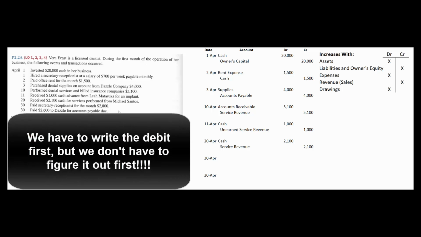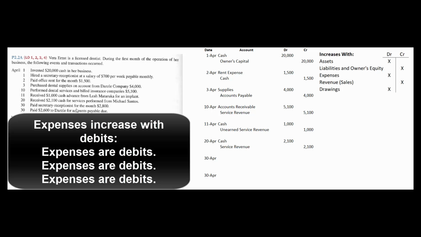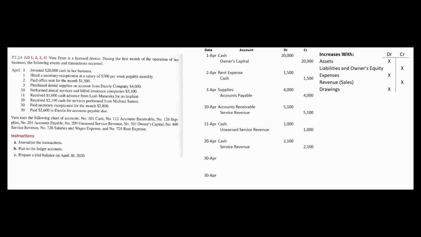It's going down. So we have to write the debit first, but nobody said we had to figure out the debit first. So we're going to credit cash for $2,800. And what are we paying? We're paying salaries and wages expense. Expenses are debits. So we're going to debit salaries and wages expense for $2,800 and credit cash for $2,800. And if we had more time, we'd probably write a little memo down here to tell the next person exactly what that was all about.